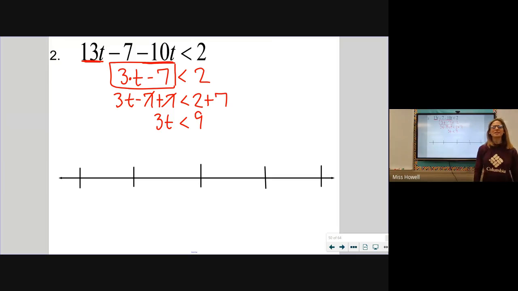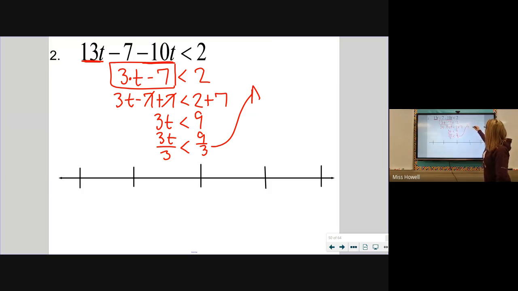All right, our next step is our multiply divide step that might cause a flip. So please make sure you're always thinking when I do my multiplication or I do my division step, I have to check to see if my sign stays or if it flips. So in this case, we're going to be dividing by a positive 3. Right, this number here is positive, so this again is a no flip. This is going to stay as less than. All right, that means that t then is every number less than 3.